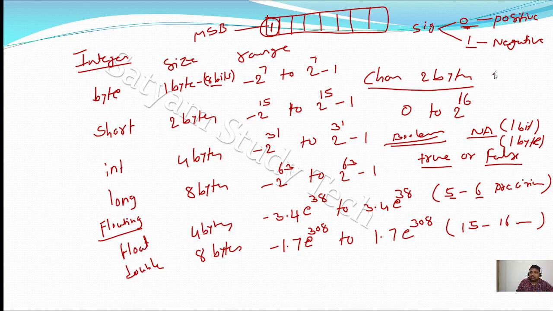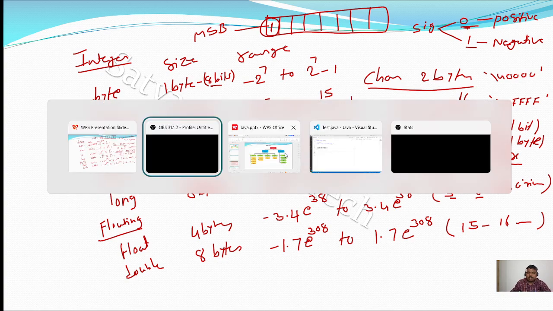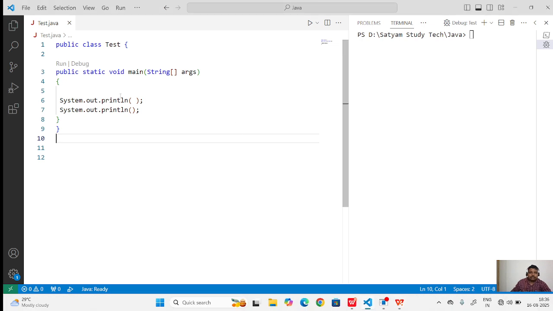For this character, this is the starting value, 0, and this is the ending value. Now how do we know the range of the character or any primitive data type?